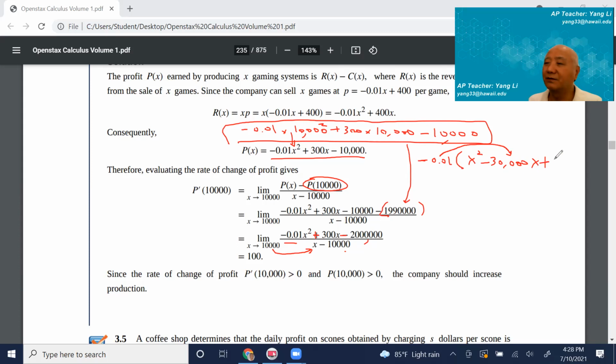Oh my goodness, so many zeros. Let me see, 1, 2, 3, 4, 5, 6, 7, 8 zeros. So I got 8 zeros, okay? Like this. And then we divide it by x minus 10,000, all right? So 1, 2, 3, 4, 5, 6, 7, 8. Okay.